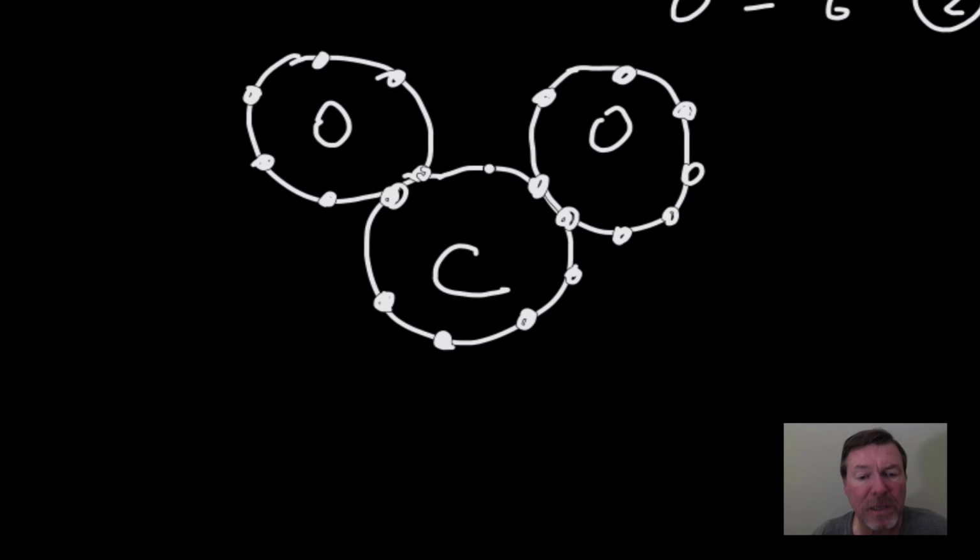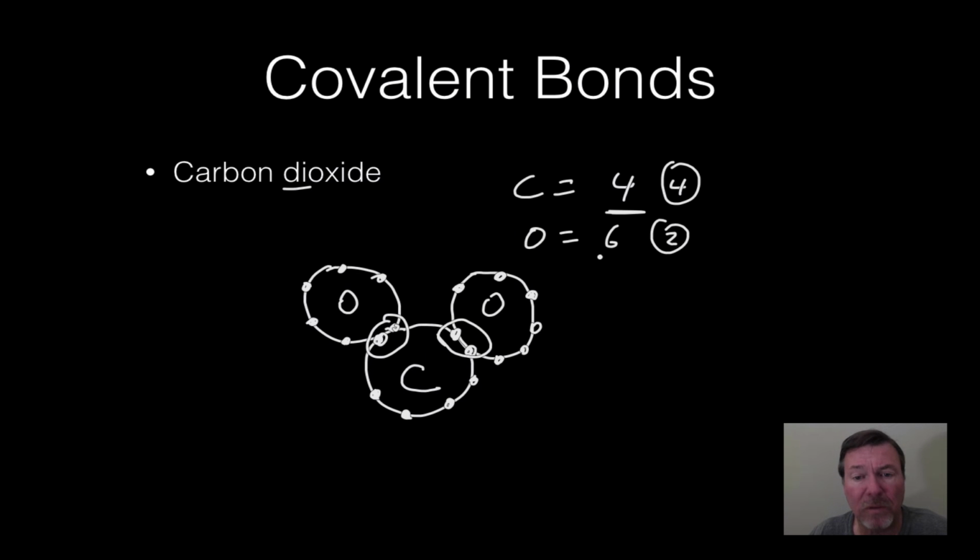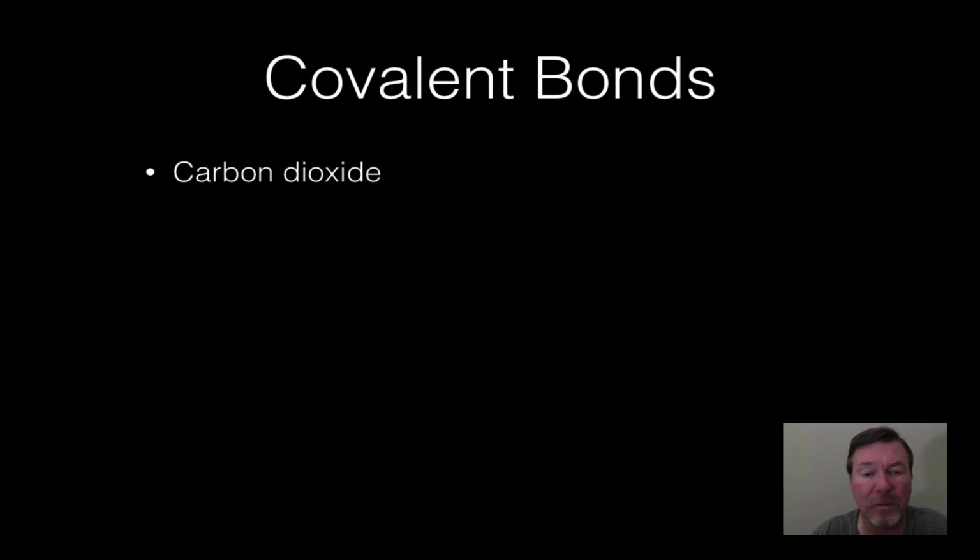So what you see is that they're sharing these 2 and they're sharing those 2. And again, a very strong bond, but it's sharing the electrons based on the outermost electrons in the rings. So carbon has a 4, it needs 4 more. Oxygen has 6, it needs 2 more, and so there's a sharing of electrons, very strong bond.